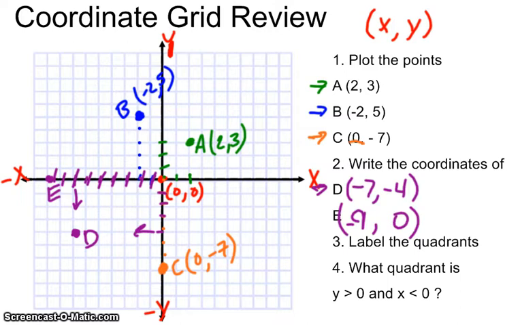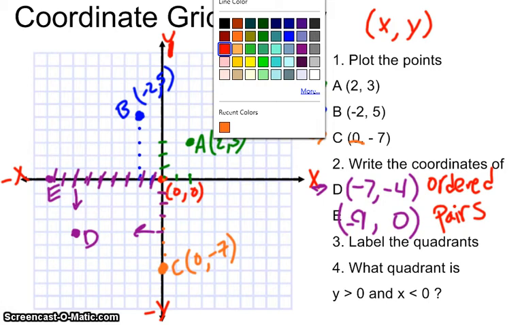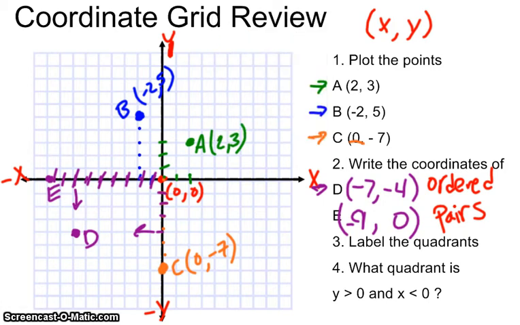One thing to note is that these coordinates are also called ordered pairs, because they're a pair of numbers in a specific order. They're ordered pairs with an x-coordinate and a y-coordinate. Great. Let's take a look at 3. Let's label some quadrants. Let's do this in a dark red. Okay, label some quadrants. So each of the 4 parts of the graph has a different name.